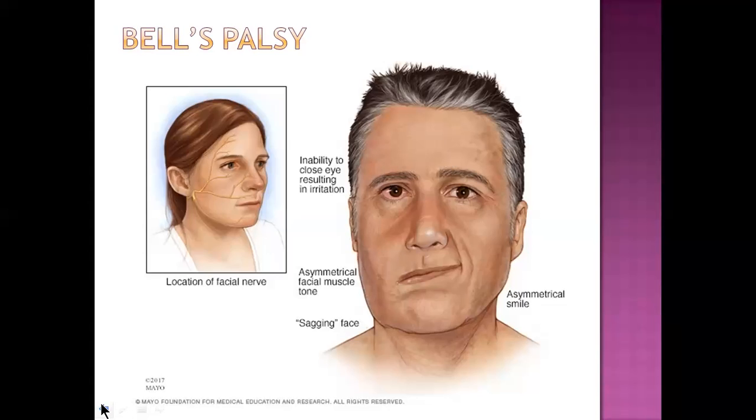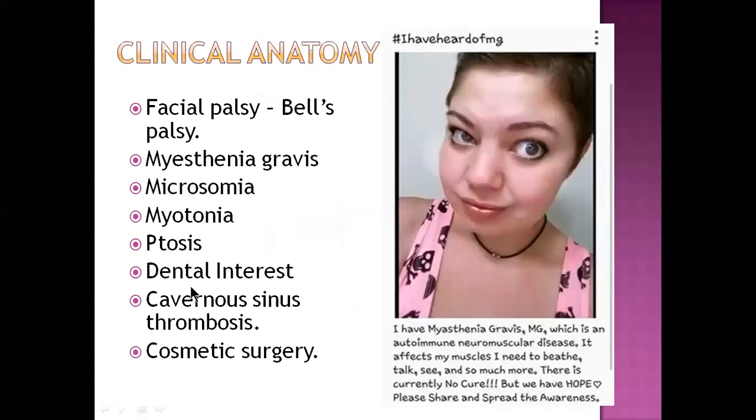So apart from this Bell's palsy, you have myasthenia gravis. I told you, it is an autoimmune type neuromuscular disease. And microsomia: in some people you see the face is asymmetric, one side is small and the other side is bigger. So you find microsomia, or the face can be very small sometimes. Myotonia, the facial muscles can be weak in some people. There will be ptosis. Ptosis is what you see when there is paralysis of the upper eyelid.